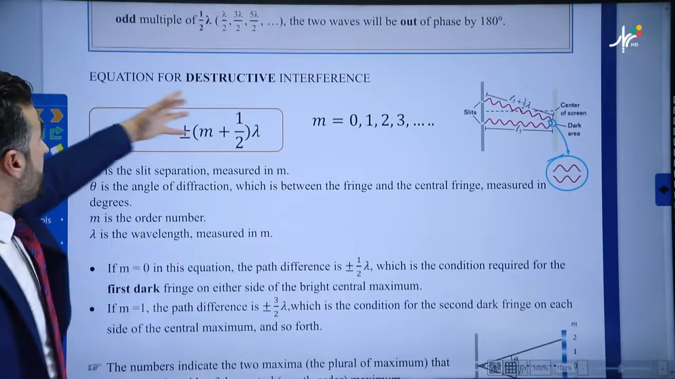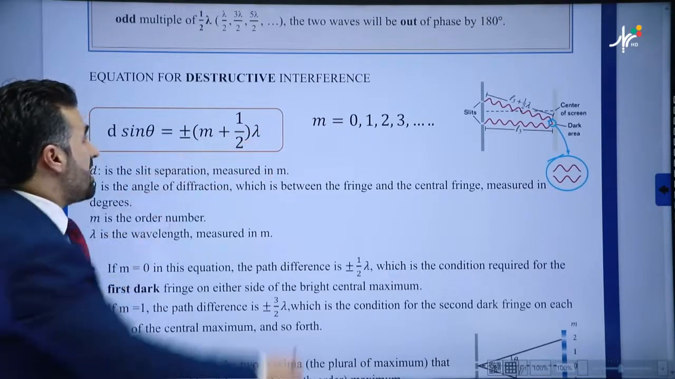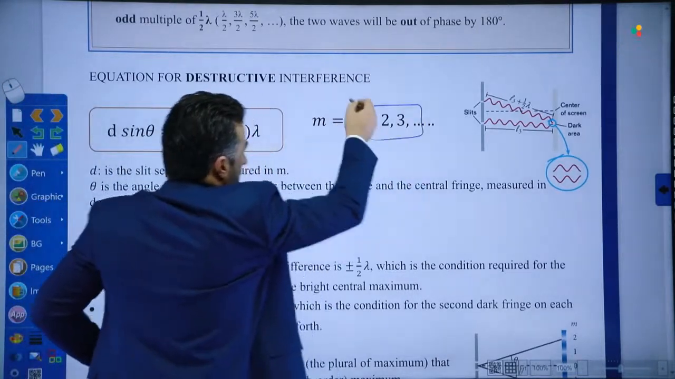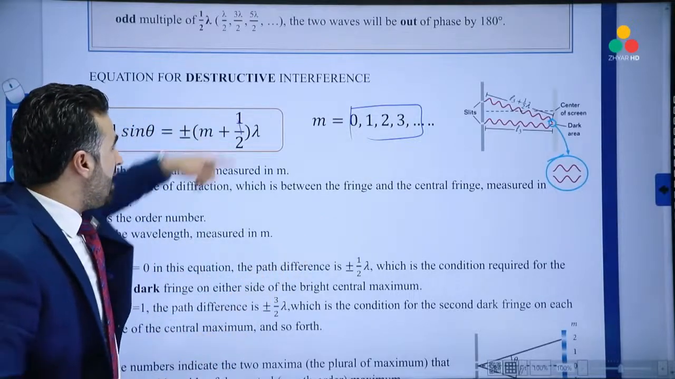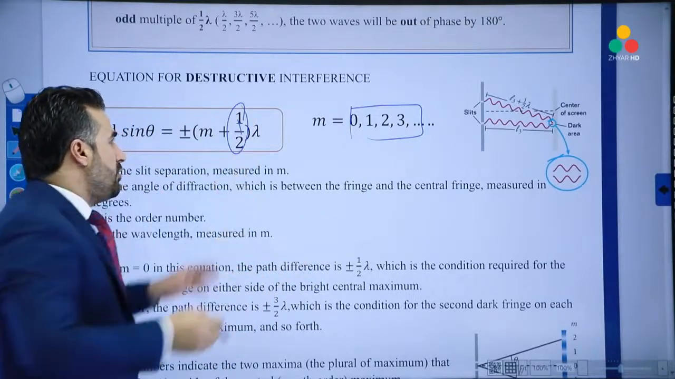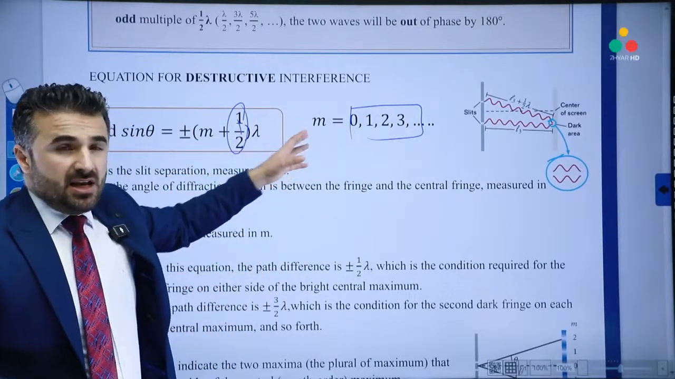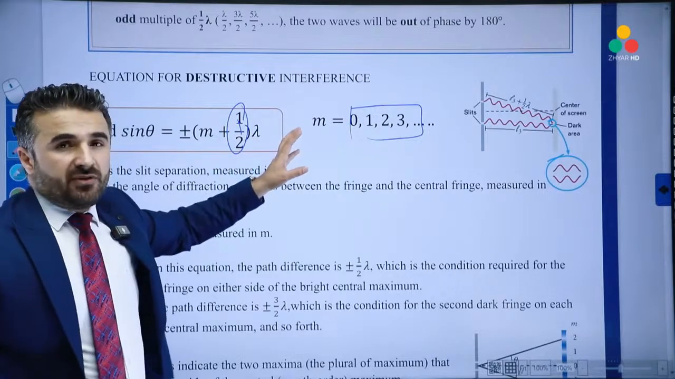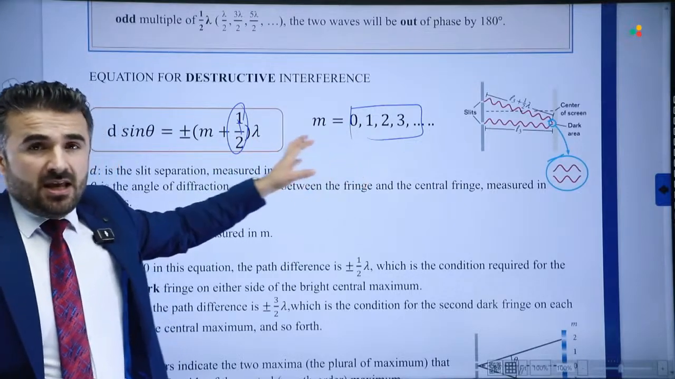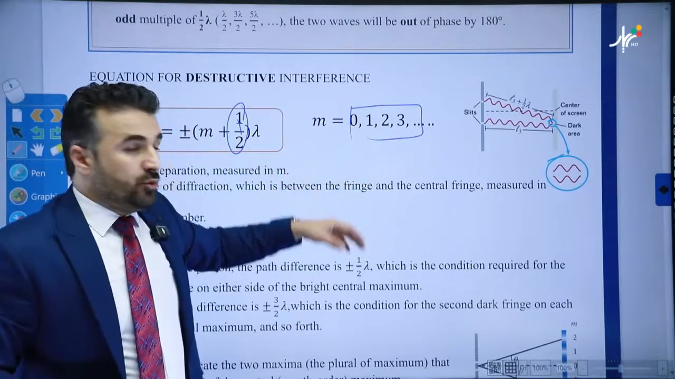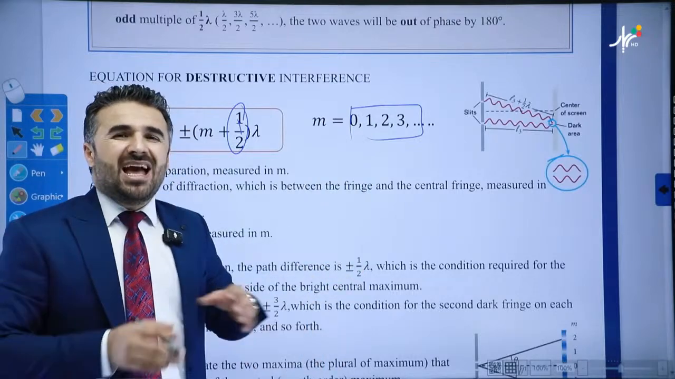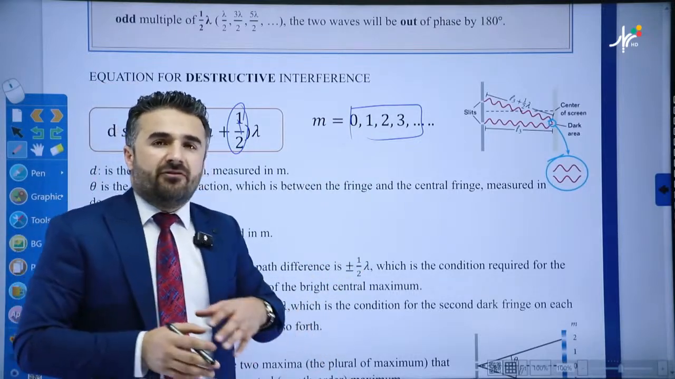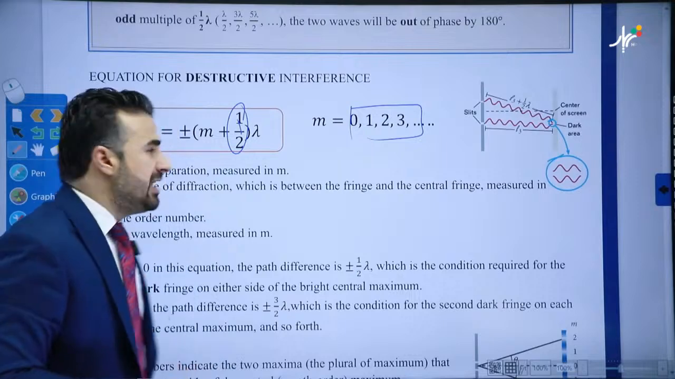So in order to make this one correct, we can still use m as whole numbers here. The reason is that this half a wavelength, no matter what the multiple is, will always make the phase difference remain 180 degrees. And if that is the case, the two waves will always be out of phase by 180 degrees, and of course we will always get a destructive interference.